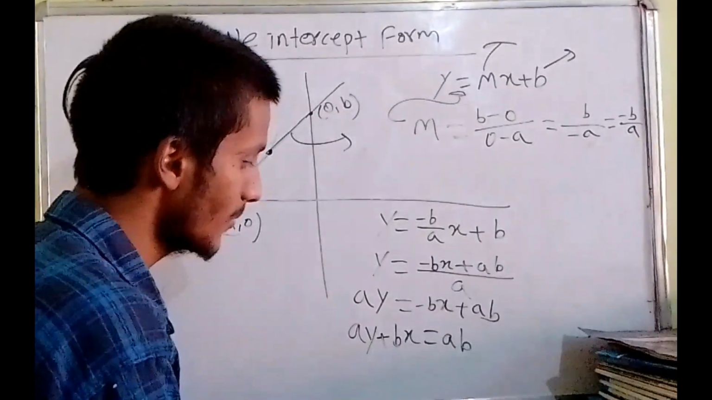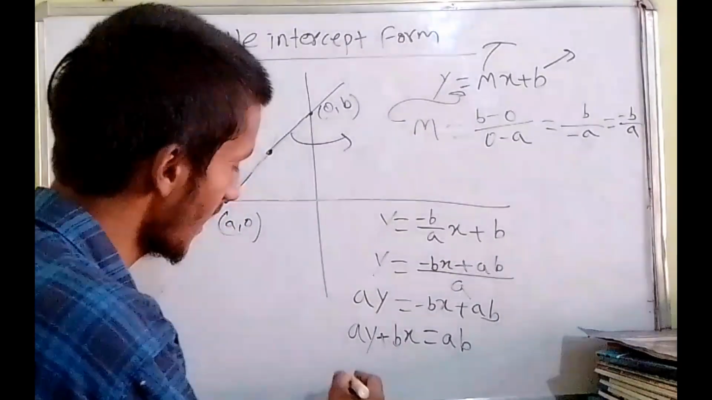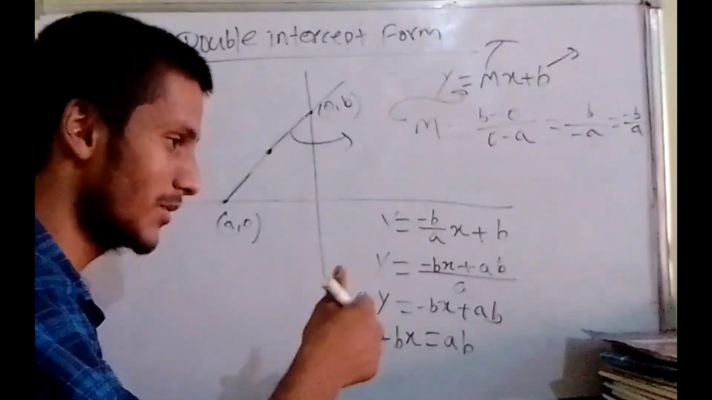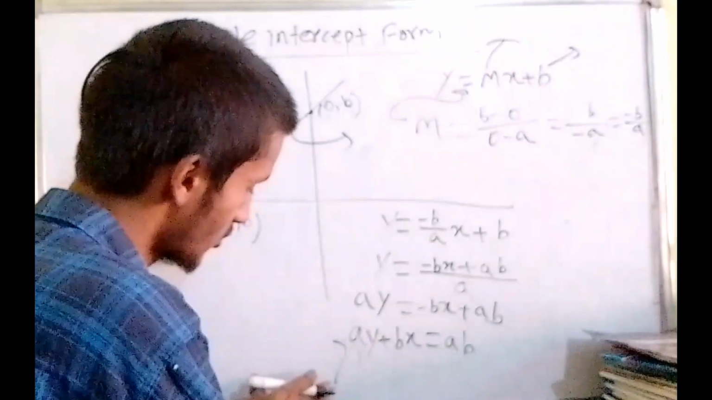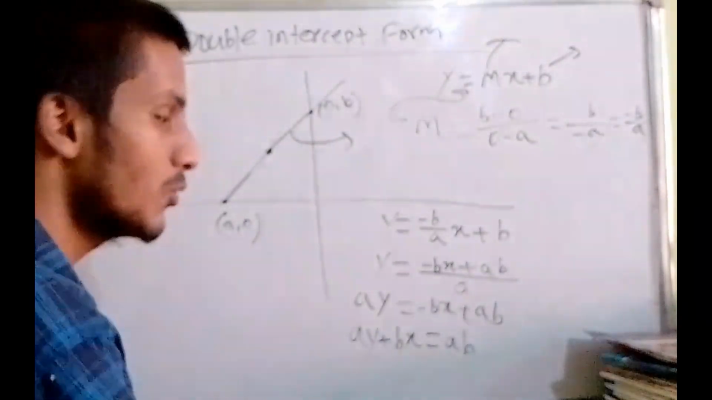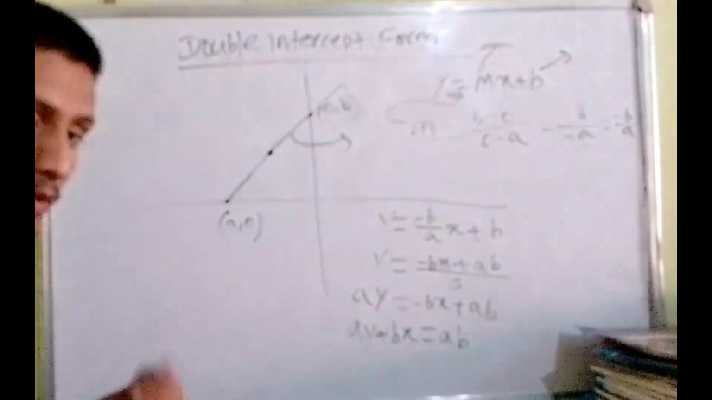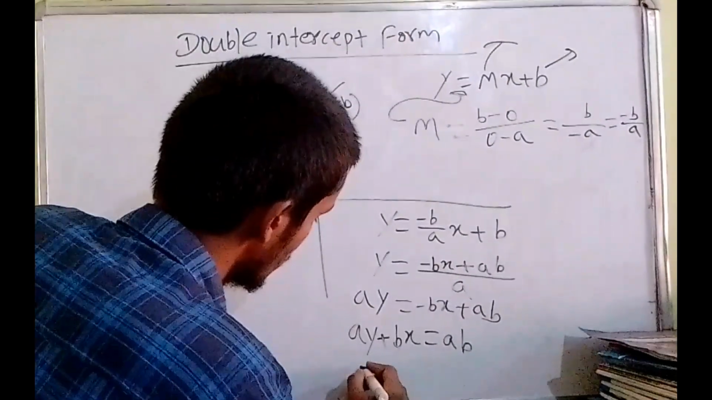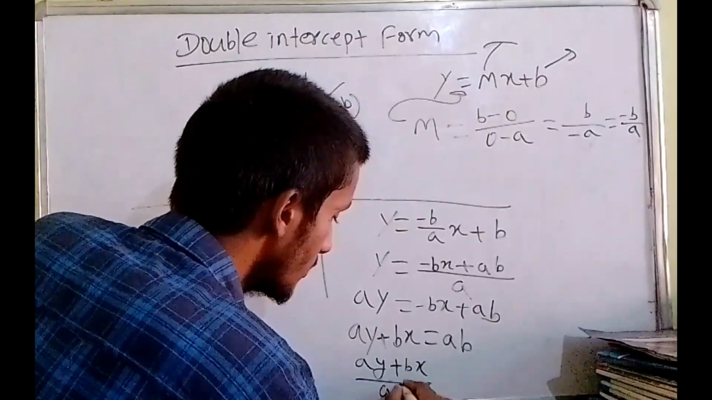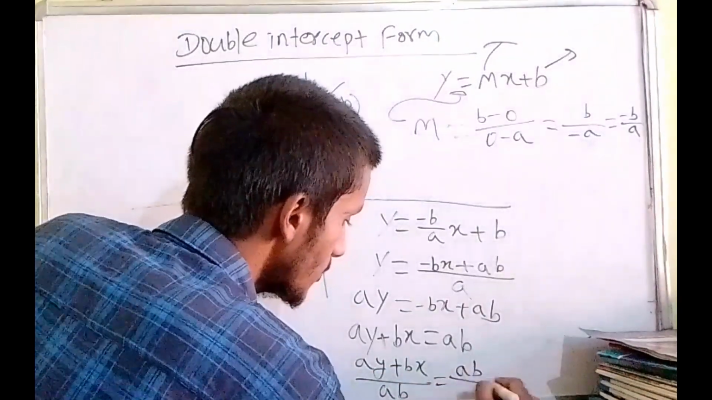We're going to divide both sides by ab because we are using a and b many times here, using a twice and b twice. So if you divide by ab, you're going to see the magic. a will be used just once and b will be used once. So let's divide this whole thing by ab.